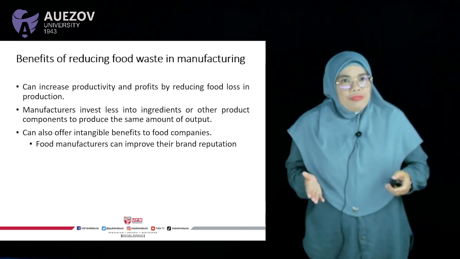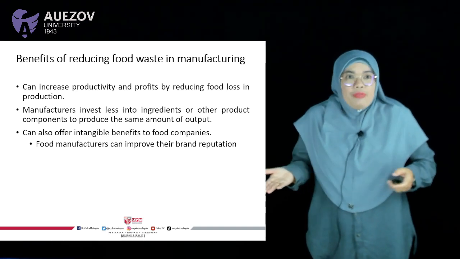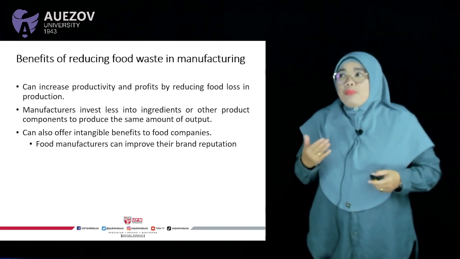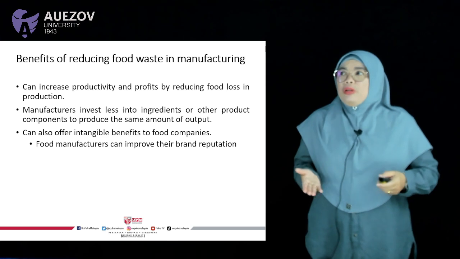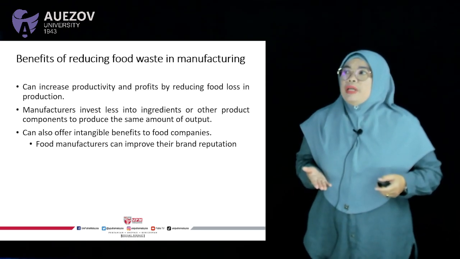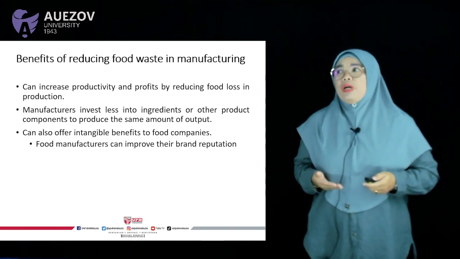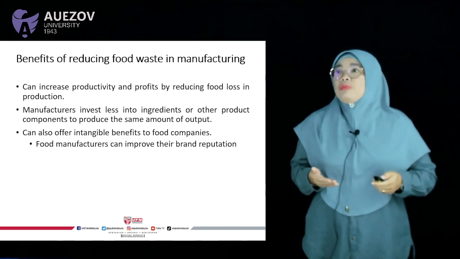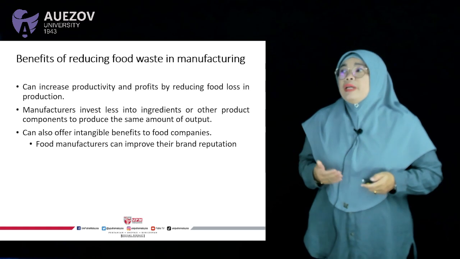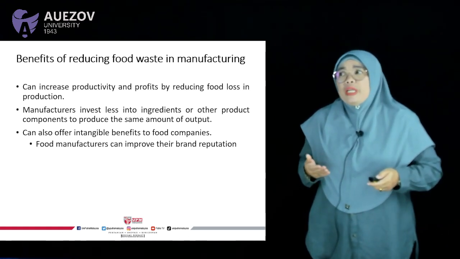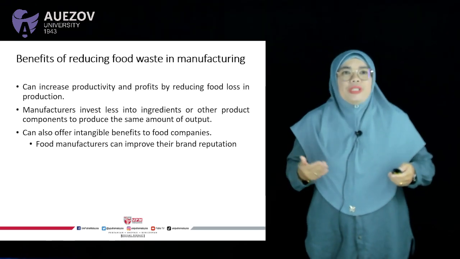So what are the benefits of reducing food waste in manufacturing? It can increase productivity and profit by reducing food loss in the production. So the manufacturer will invest less into ingredients or other product components to produce the same amount of output. It can also offer intangible benefits to the company. For example, food manufacturers can improve their brand reputation.